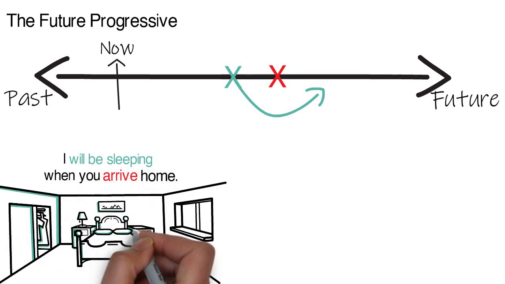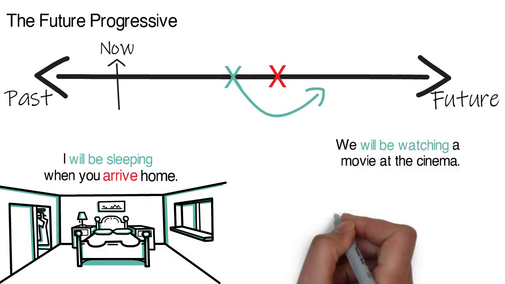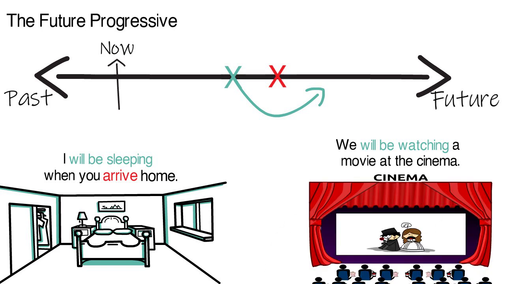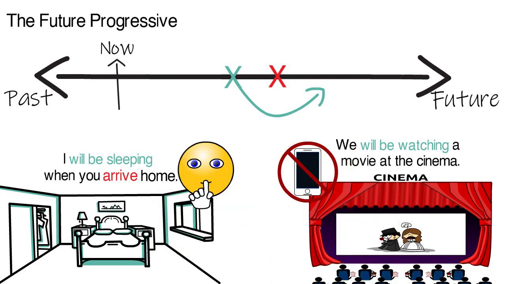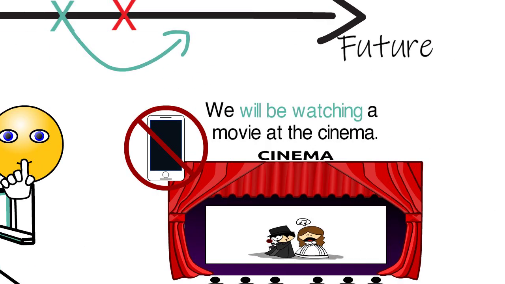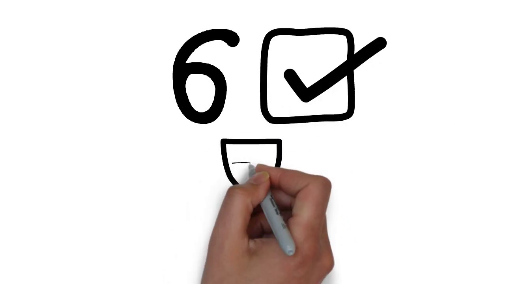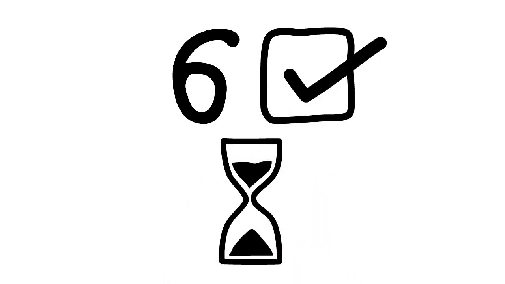I will be sleeping when you arrive home. We will be watching a movie at the cinema. In both cases, these tell us what will be happening in the future so we can be prepared for it. 6 tenses done, which means we are halfway there and moving forward into the perfect tenses.